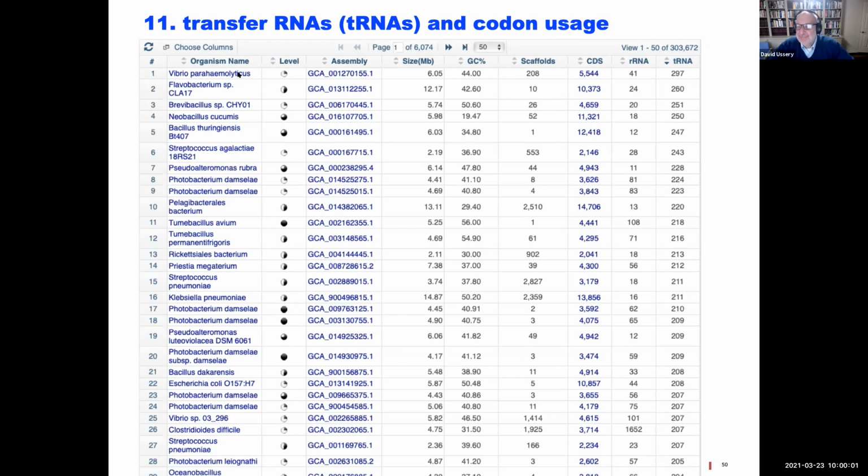Why would they need so many? I look down here. Here's some photobacteriums down here as well. So there's a lot of photobacterium here. And if you look, they also have lots of ribosomal RNAs. It turns out that organisms that grow really fast need to make lots of protein as well. In order to make protein, you need extra copies. So you can look at these numbers and say, hey, these guys probably grow really fast.